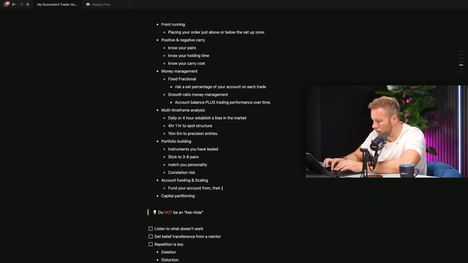All right, let's talk about account funding and scaling your account. So how do you go from trading a 2K account to a 100K pot? Well, here's how smart traders actually do it. They fund their account from their job or business. And what they do is they keep contributions consistent, and they only scale once consistency in their trading is proven.